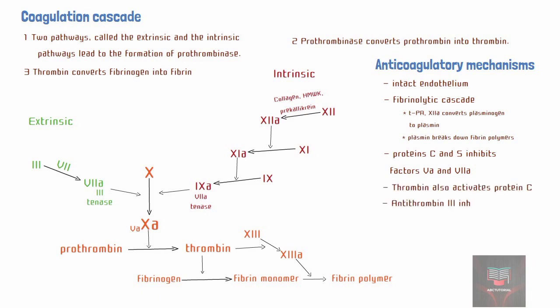There is also antithrombin 3, which inhibits thrombin and activated factor 9 and 10. Finally, prostacyclin, nitric oxide, and adenosine diphosphate also inhibit platelet aggregation.